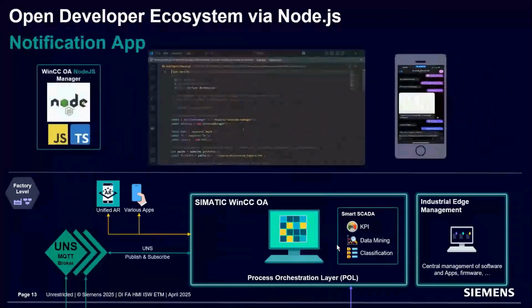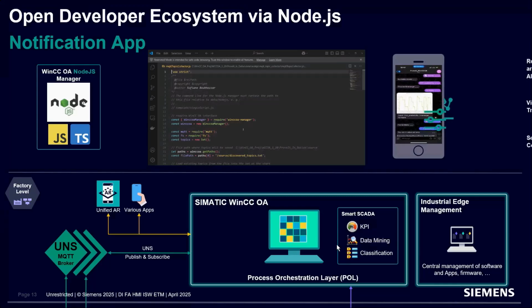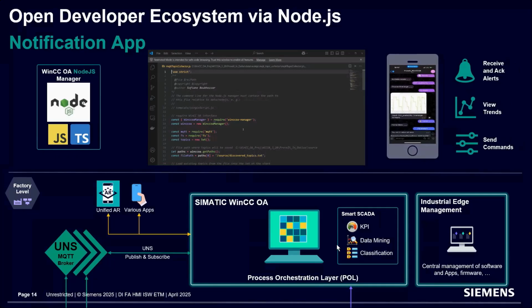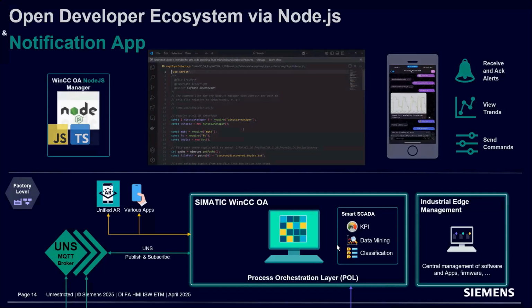Additionally, we showed that we also had a notification app provided. This was another Node.js application that we built up front, and it was able to get alarms and acknowledge alarms with Telegram, using different Telegram channels in this app solution, and also view live trends if you want to request something from the plant, and give commands if that is necessary. This application, by the way, is also available for download on our Git repository if you want to check it out at a later time.